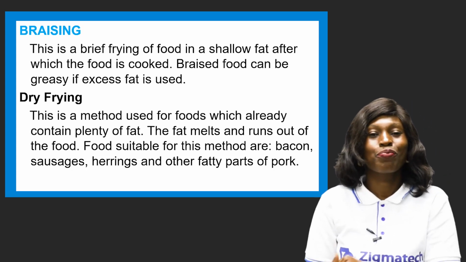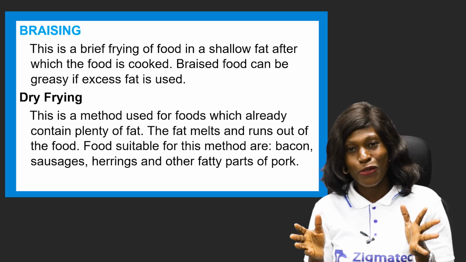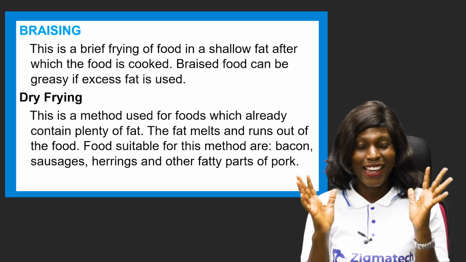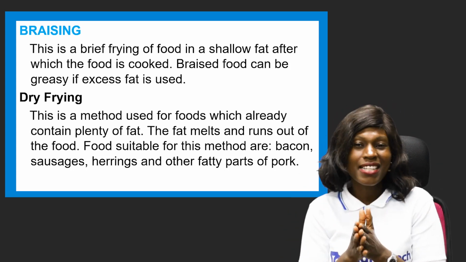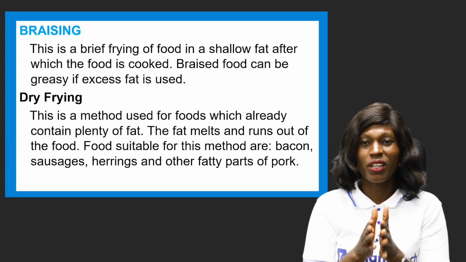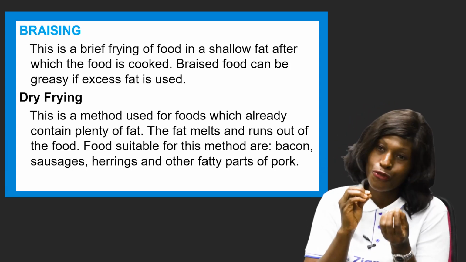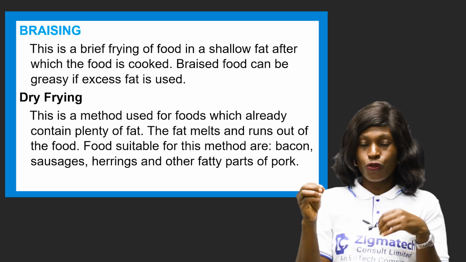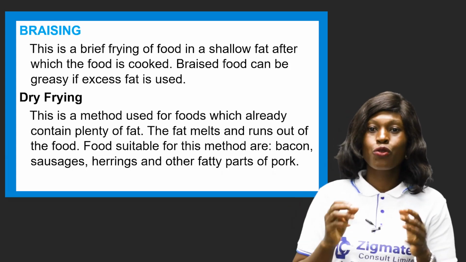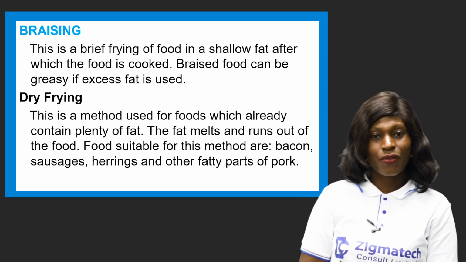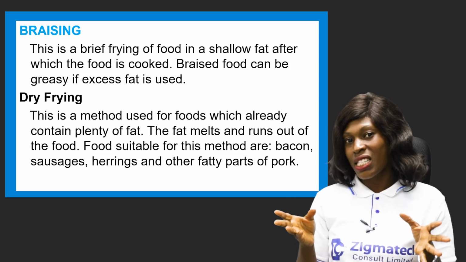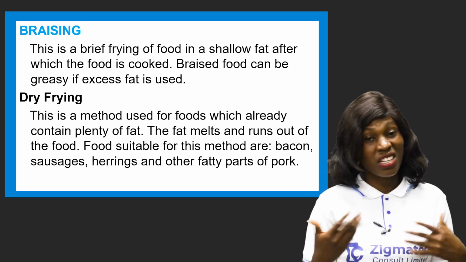Now we have braising as another method of cooking. Have you ever heard of that? Braising is another method of cooking. This is a brief frying of food in a shallow fat, after which the food is cooked. Braised food can be greasy if excess fat is used. A lot of us have done this, but we never knew that it was referred to as braising.